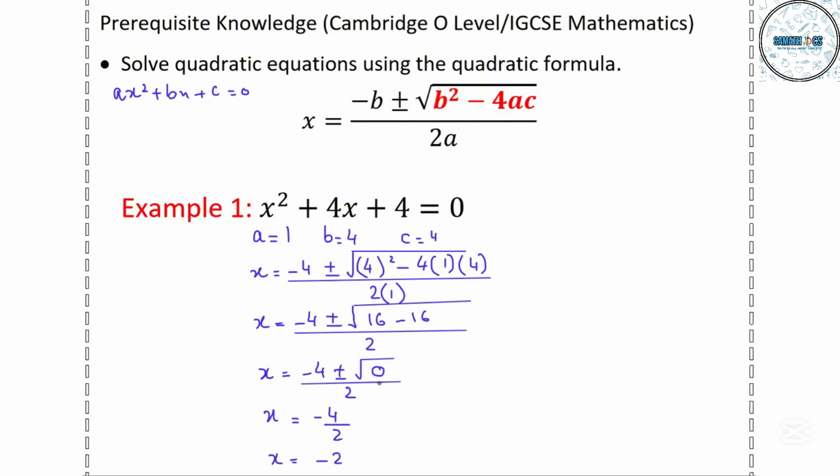Here, the value of b squared minus 4ac is 0. So we have got two equal roots, or we can say just one root.